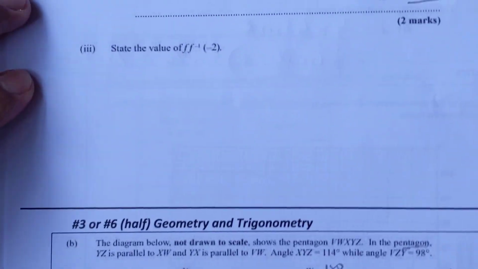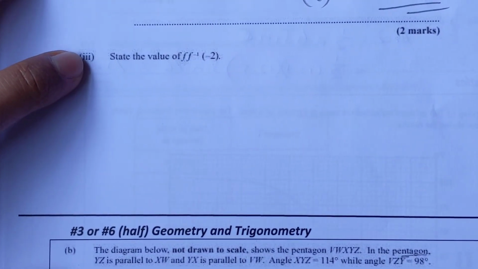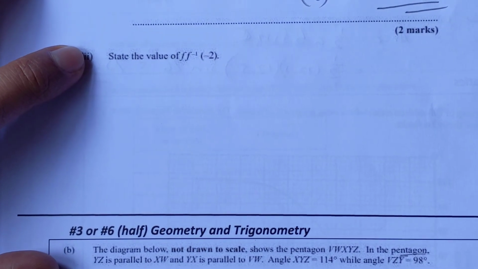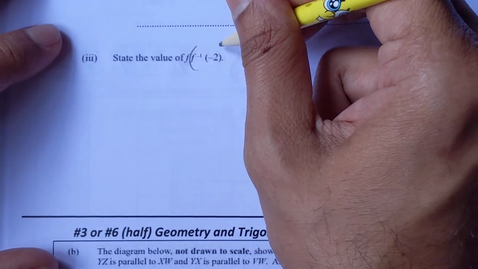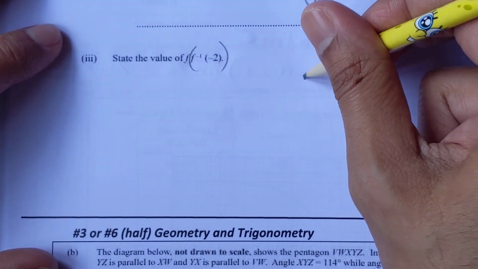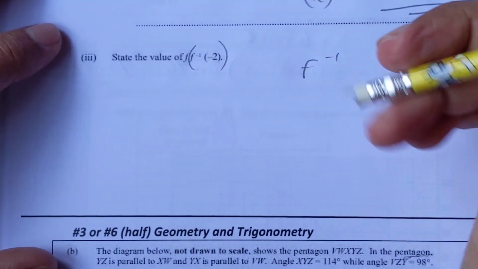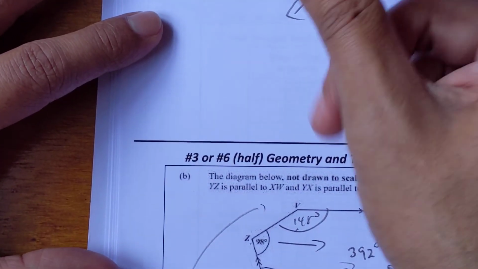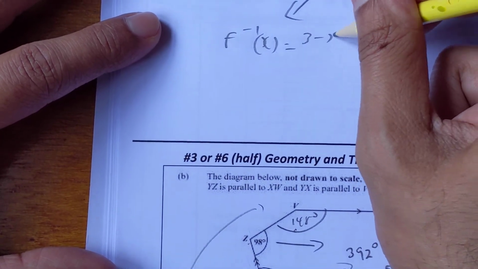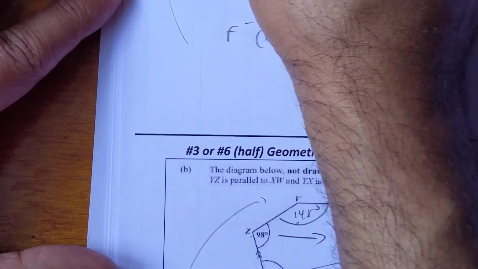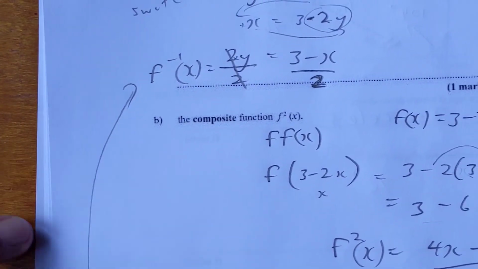And for the last part, as hard as it will come, is something like this. They want a composite function, f of f inverse minus 2. So we're going to work out f inverse minus 2 first. I'm going to put it on this side here. We already have a function for f inverse x. F inverse x we found out was 3 minus x over 2. That's what we worked out up here, in the first part.